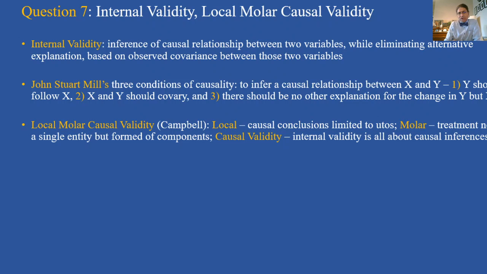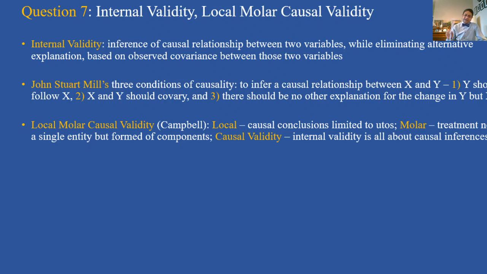Now, the textbook also mentions different terminology used for internal validity by Campbell, which is local, molar, causal validity. Let's look at what it is. Local in that term implies that the causal conclusions are limited to the unit, treatments, observations, and setting, the UTOS of Cronbach. So it's local. They are limited to those settings in a study.